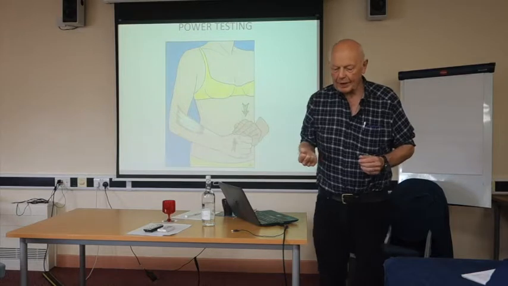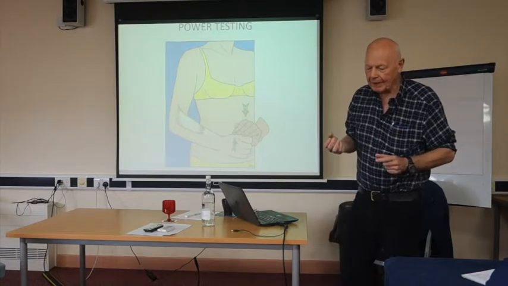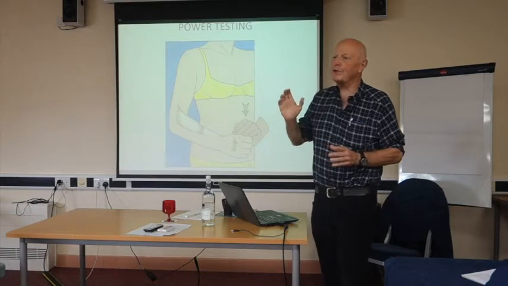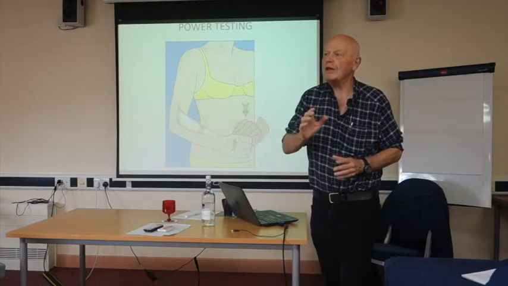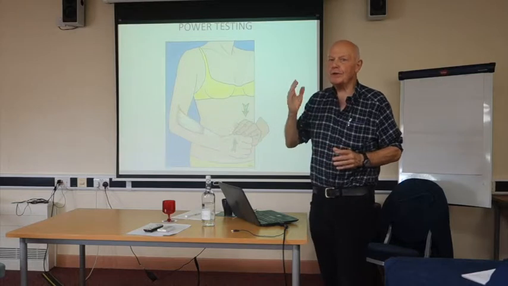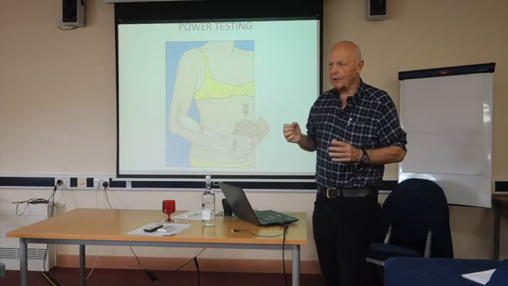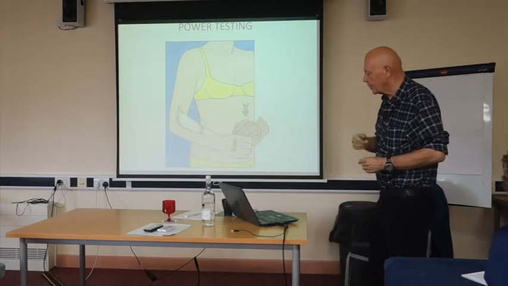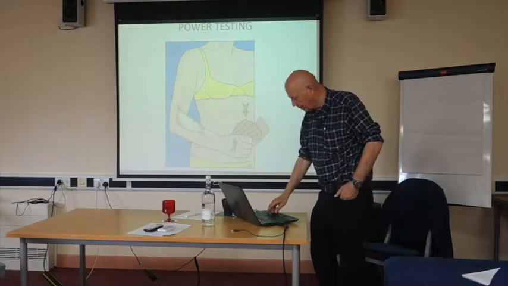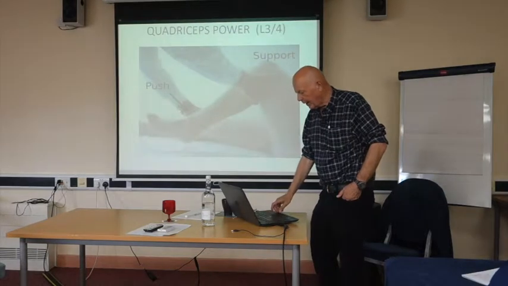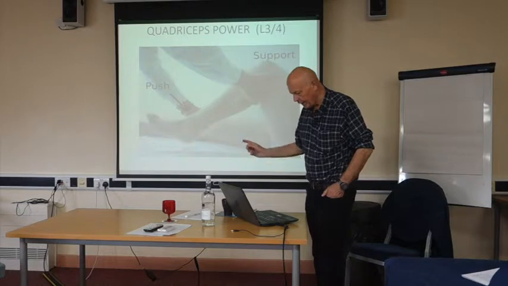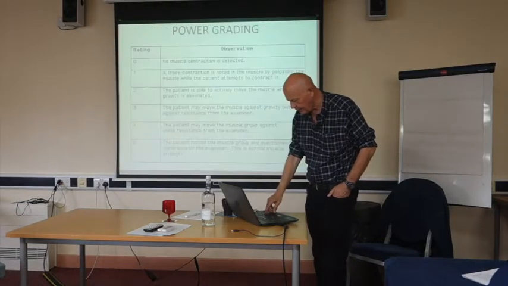What I suspect is a better way to do it is for you to get them to resist you, and you decide the amount of force you're going to put in, and then you can make your own assessment of whether there's any weakness showing up on one side or another. But we'll do that when we do practice. So this is just different ways of showing it. That's the quads power.